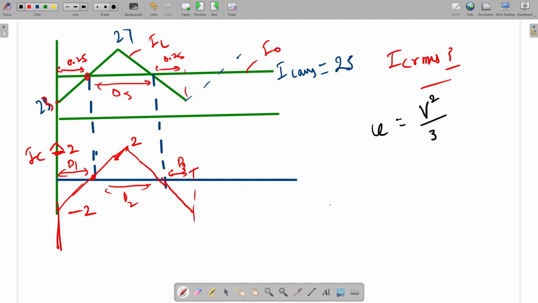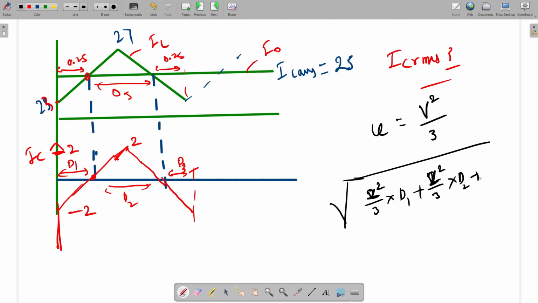Okay. So RMS we can calculate like this. These are three triangular waveforms. What is the amplitude? Amplitude is 2. So D1 plus D2 plus D3 will be 1. So we can write I square by 3 into D1, where I is 2. So 2 square by 3 into D1 plus 2 square by 3 into D2 plus 2 square by 3 into D3. See, so it will be 2 by root 3. Final answer will be 2 by root 3.